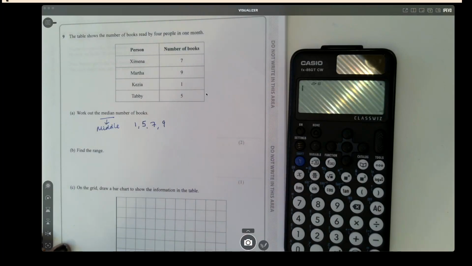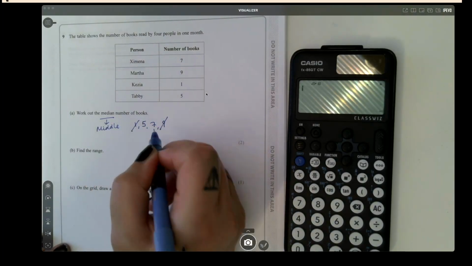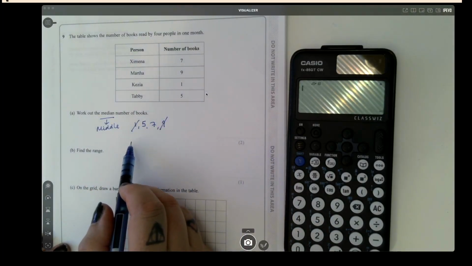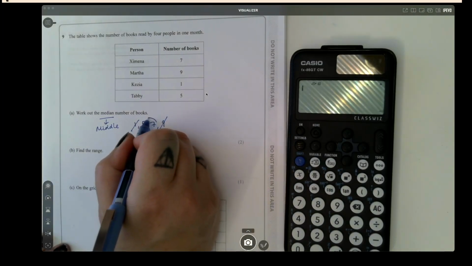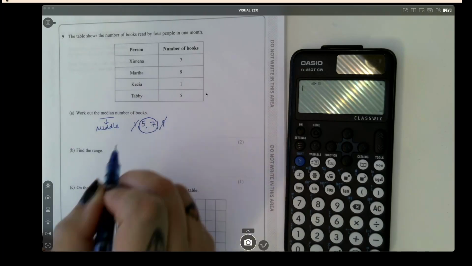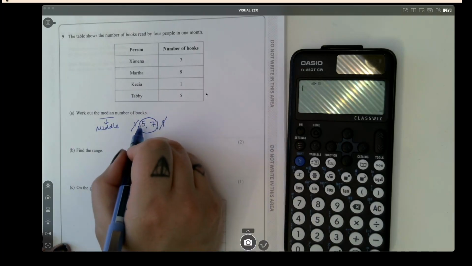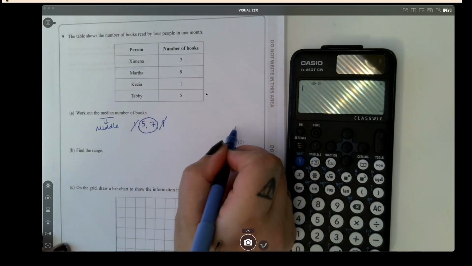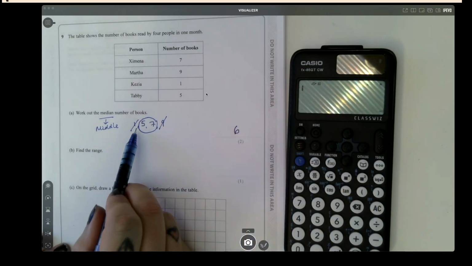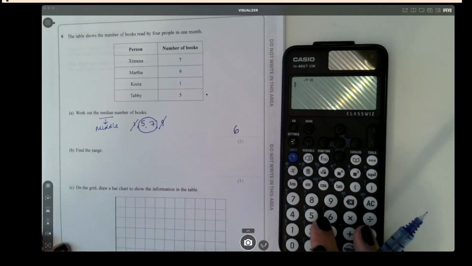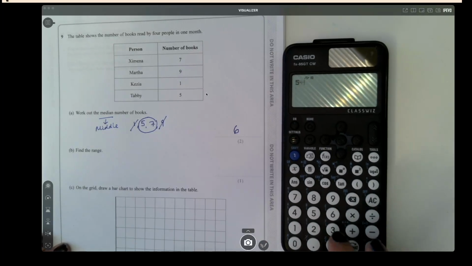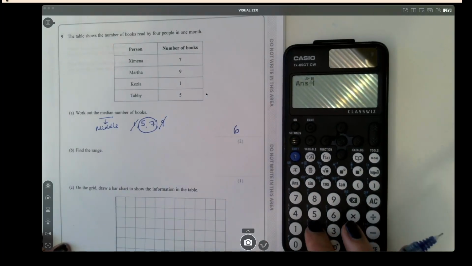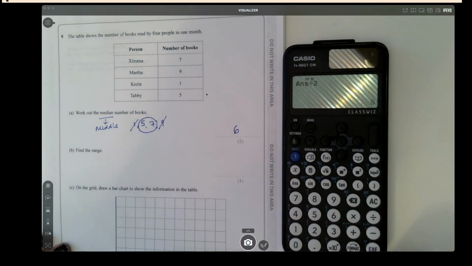And then I'm going to cross off from either side. So if I cross off here, and you're aiming to get the middle number. Now if I cross these 2 off, I'm going to have no numbers left. So the median has to be in the middle of these 2 numbers. So between 5 and 7, the middle number is 6. So the median is 6. If you weren't sure, on your calculator, 5 plus 7, and then divide by 2, and that'll tell you that middle point.